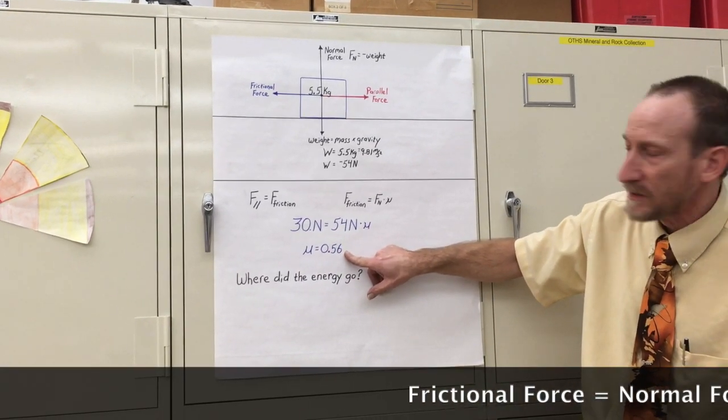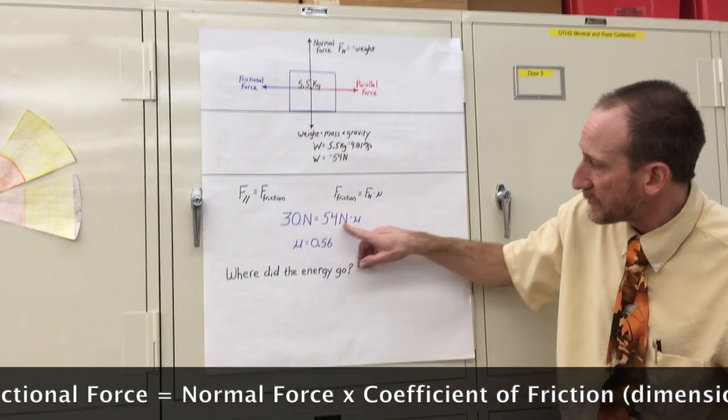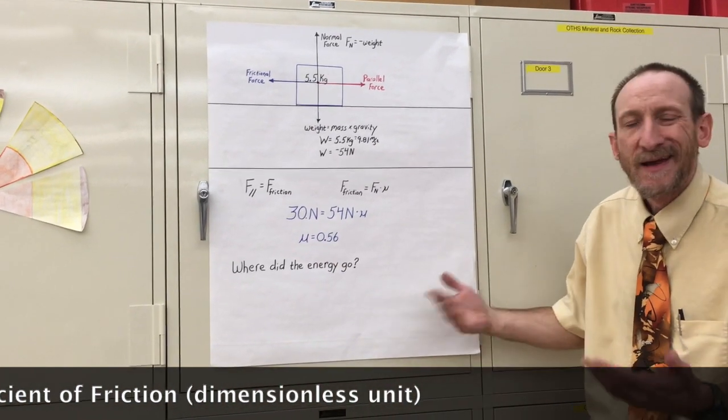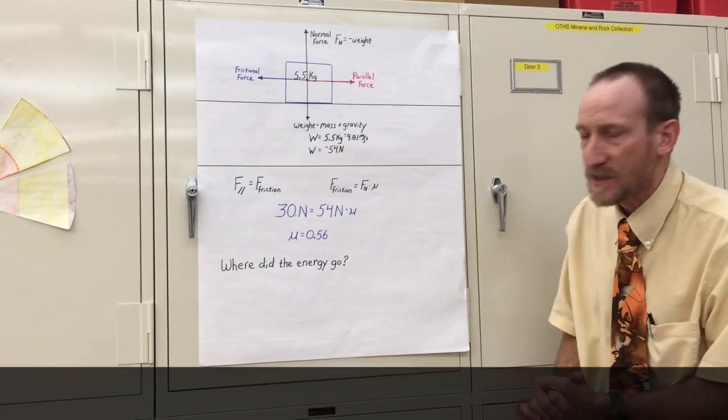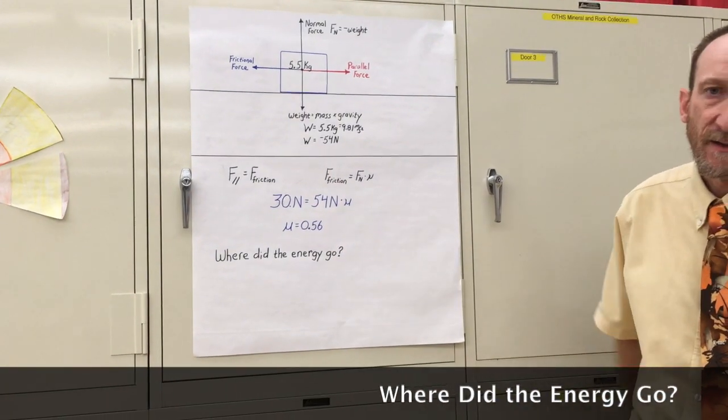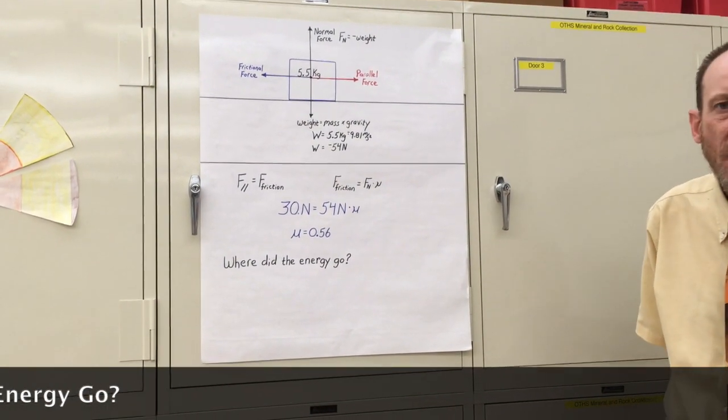Now this is a dimensionless number because the newtons, the units, all cancel out, just like pi is a dimensionless number. But where did the energy go? The energy went into heat.